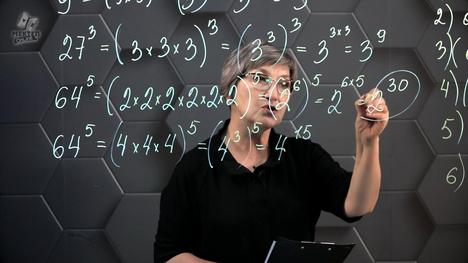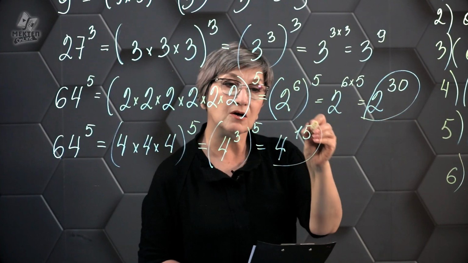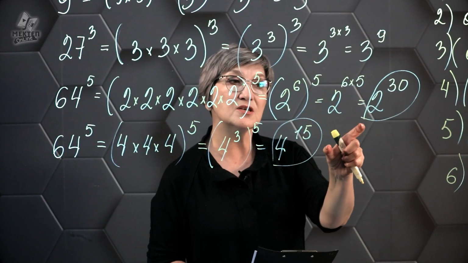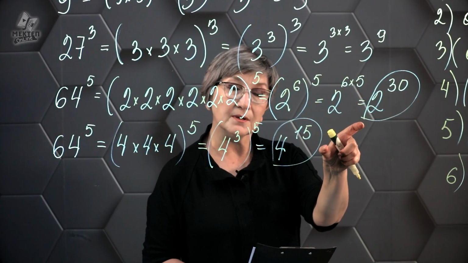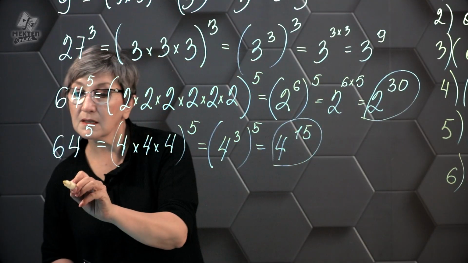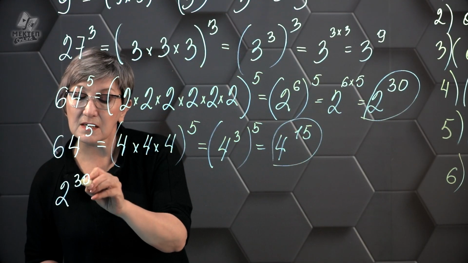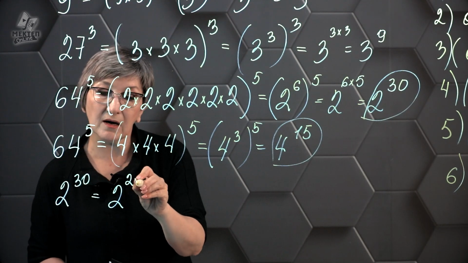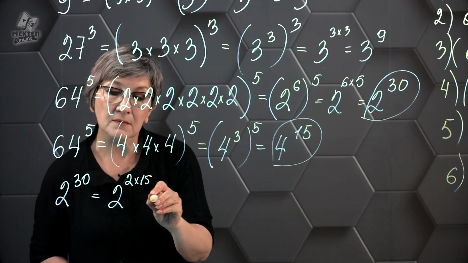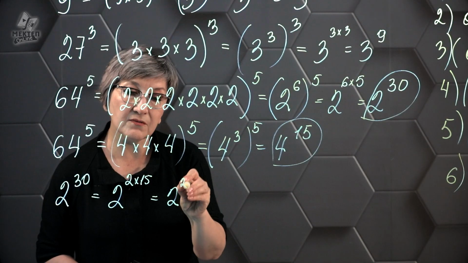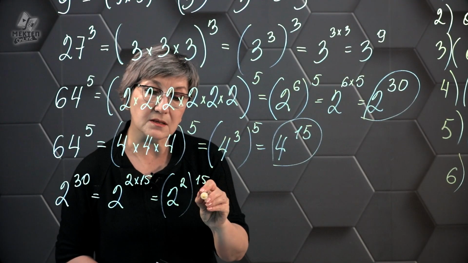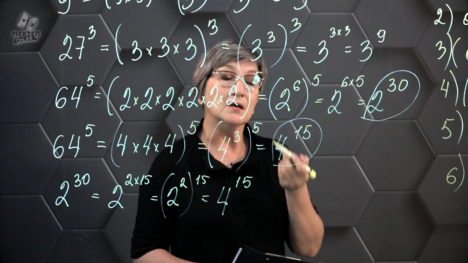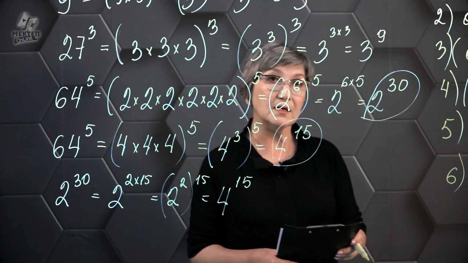In the first example, we got 2 to the power of 30, and in the second example, we got 4 to the power of 15. We can prove that the values of these expressions are equal. How do we do that? 2 to the power of 30. I can write it down as 2 to the power of... what is 30? It's 2 times 15. And then it's 2 to the power of 2 and to the power of 15. And 2 squared is 4. 4 to the power of 15. We got the same answer.